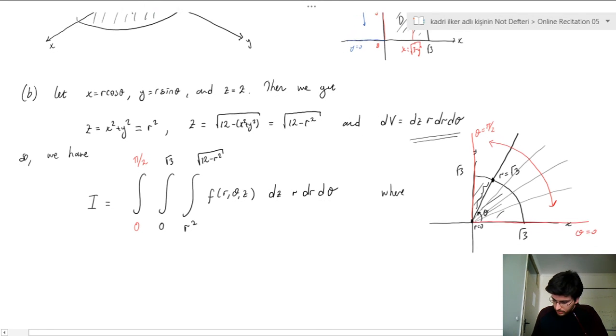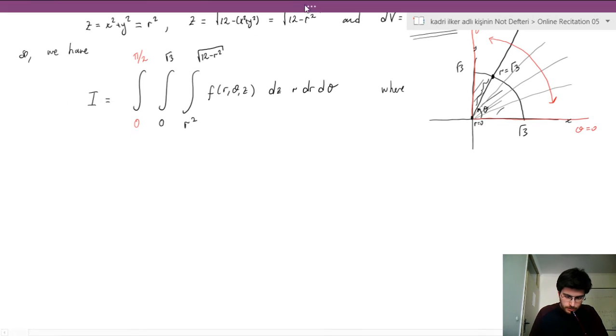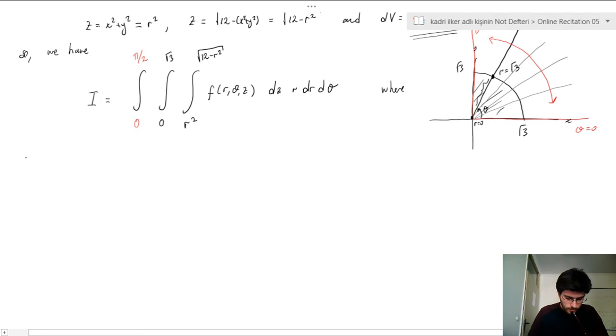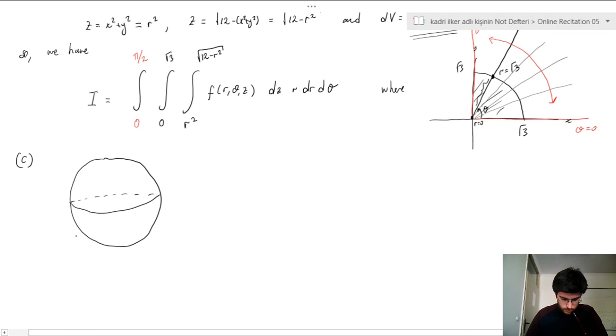Spherical coordinates. Now we are going to write down everything in the language of spherical coordinates. So part C. Just recall the spherical coordinates. We should remember what those are. Maybe I should sketch something like this. We have a sphere like this, and let's say this is our coordinate axes, x, y, z.